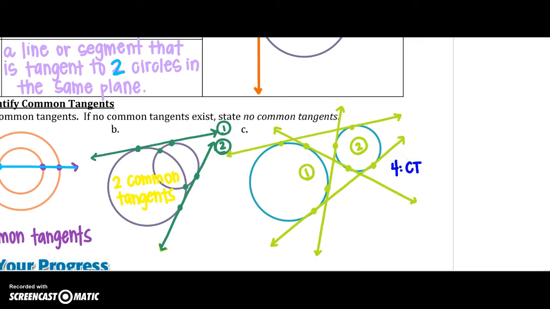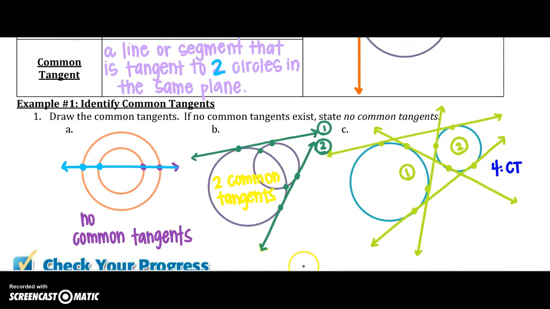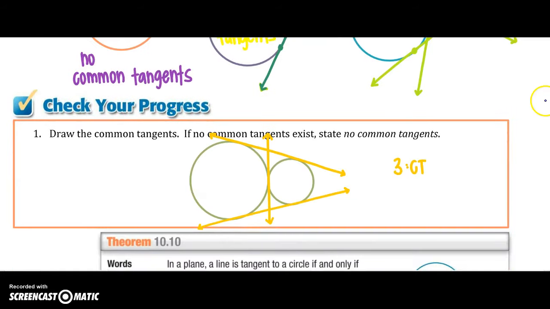Alright, go ahead and stop this video and see if you can find how many common tangents are in your checkpoint with one intersection point. Here is your answer. They intersect one time, so I know I can have 3 common tangents.